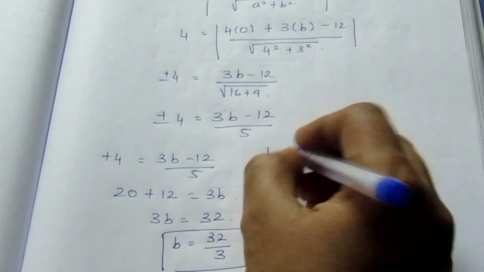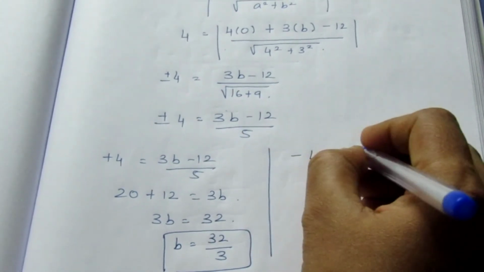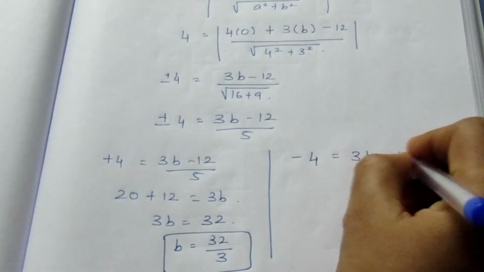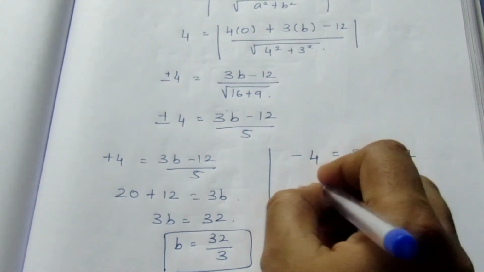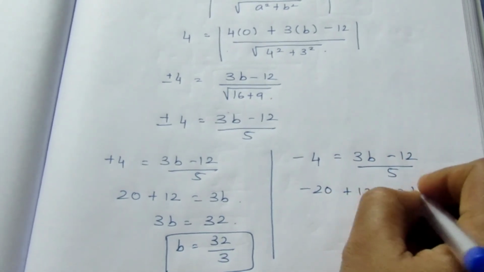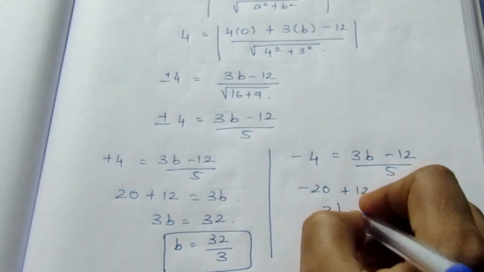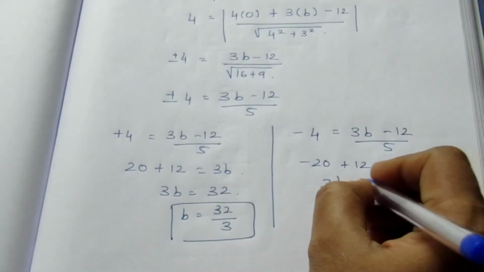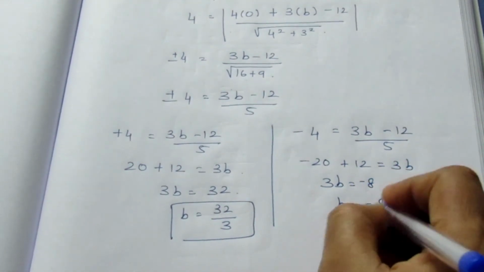Now we'll go for minus 4. Minus 4 equal to 3b minus 12 by 5. Bringing 5 to this side it becomes minus 20. Minus 12 will come as plus 12 equal to 3b. So 3b equal to minus 8, b equal to minus 8 by 3.